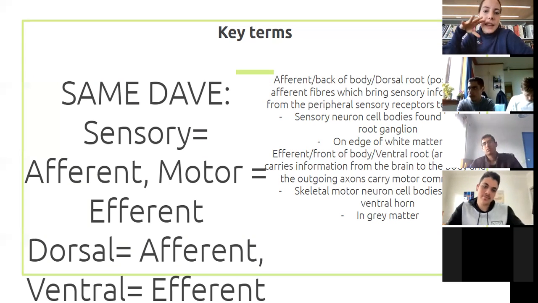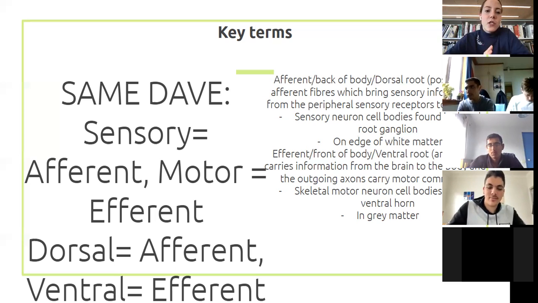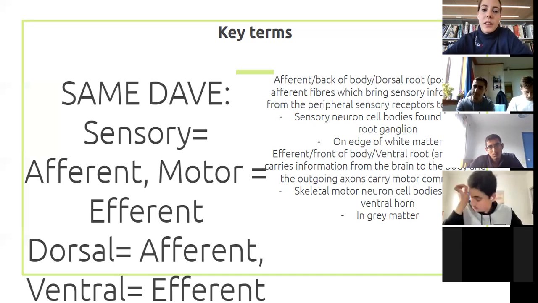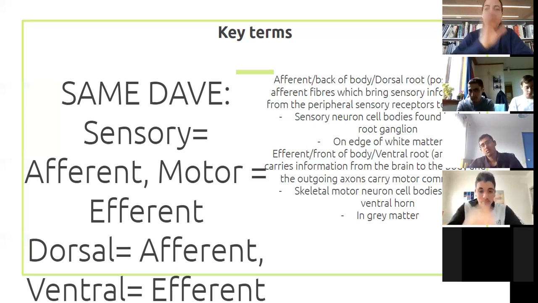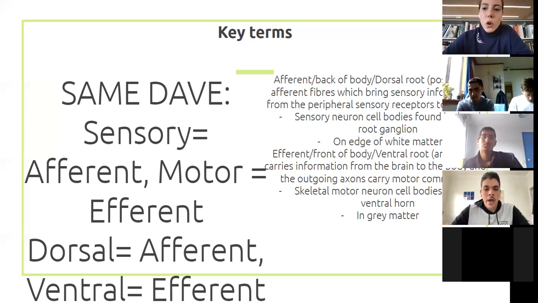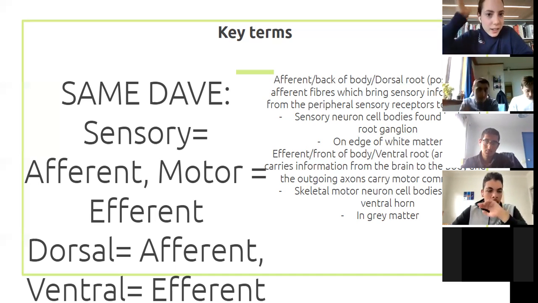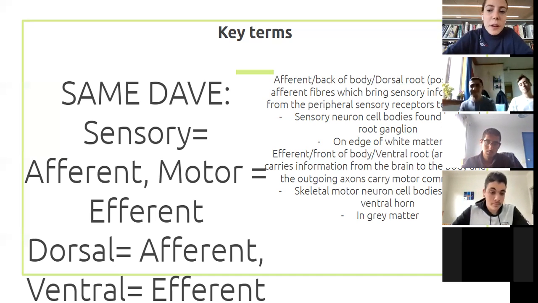But the key thing to know is same day, which means sensory is your afferent, motor is efferent, and dorsal is afferent, ventral efferent. So remember, afferent and sensory, same thing. They're going towards your brain. Efferent means out, motor, they're going away from your brain. Dorsal also means posterior, so the back. Imagine a dorsal fin. That's how I always remember it. And ventral is the front.